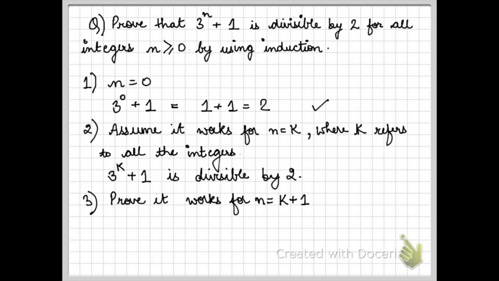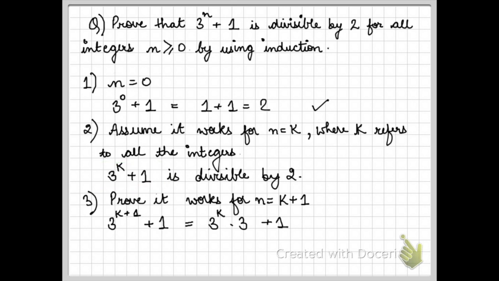So I am just going to substitute k plus 1 in the equation. 3 raised to the power of k plus 1 plus 1. That is going to give me 3 to the power of k times 3 plus 1. Now, a very important step in proof by induction in divisibility questions is that the assumption you have taken, you can use this to solve the question.